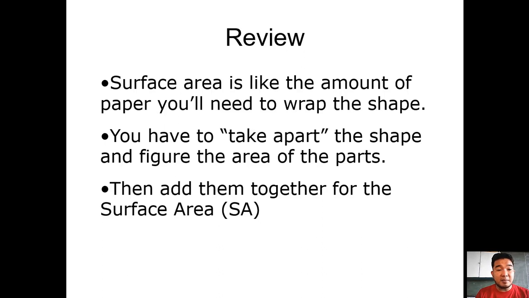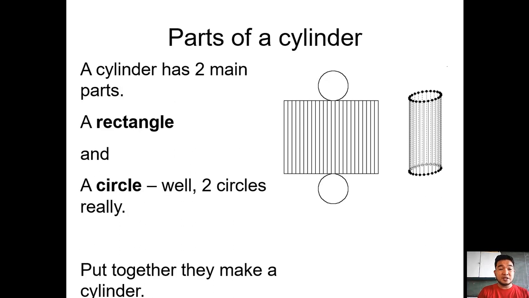Surface area is like the amount of paper you'll need to wrap the shape. That is the amount of paper we need to wrap the whole solid figure. That is the surface area. You have to take apart the shape and figure the area of each part. So that we can get the surface area, then add them together for the surface area or SA. So these are the parts of a cylinder. A cylinder has two main parts, a rectangle and a circle. So the two circles obviously are the two bases, and then the rectangle is the side of the cylinder.